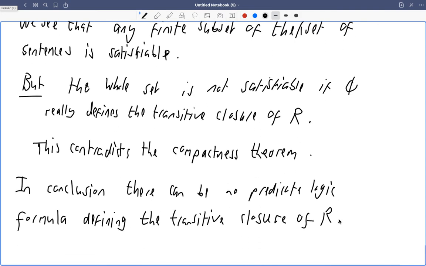So since Alloy does have the transitive closure, and transitive closure is a very useful concept for expressing properties, sometimes one really needs to go beyond predicate logic, as the Alloy analyzer does.